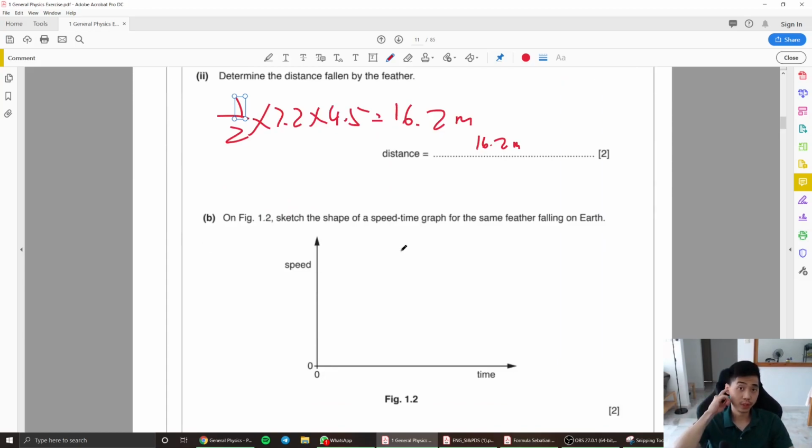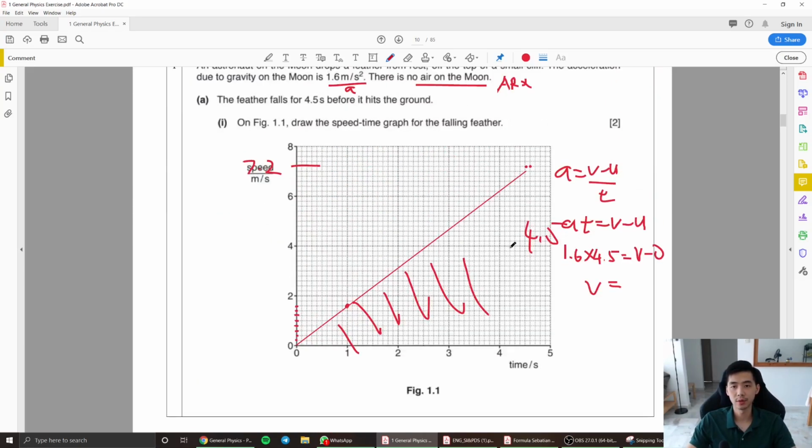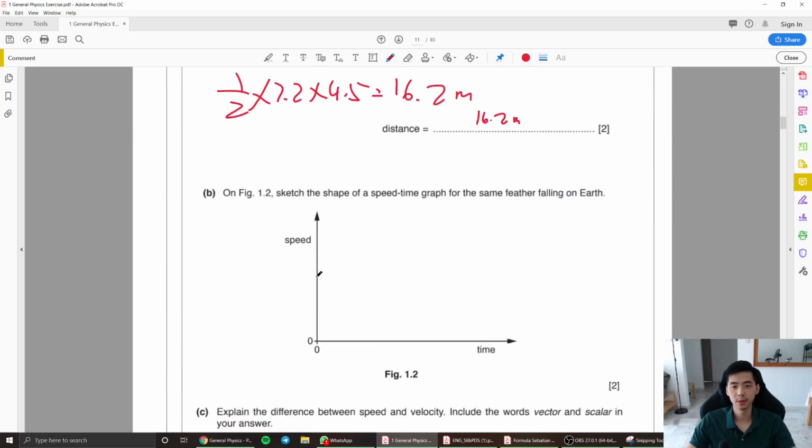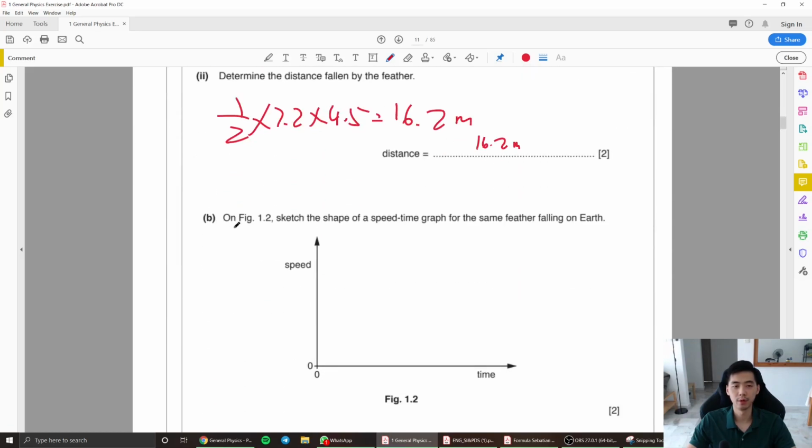On figure 1.2, sketch the shape of a speed time graph for the same feather falling. This guy here has a constant increase in the speed. Oh, sorry, this is not related. On figure 1.2, sketch on Earth. On Earth where there is air resistance, guys.